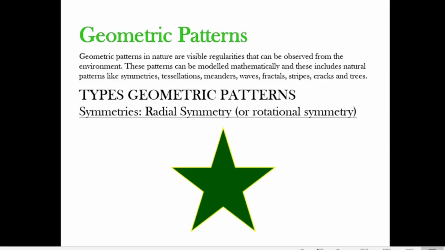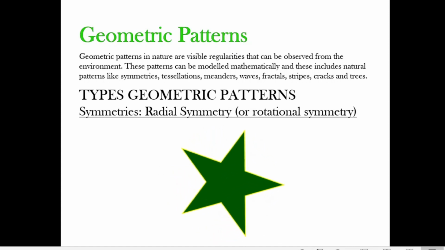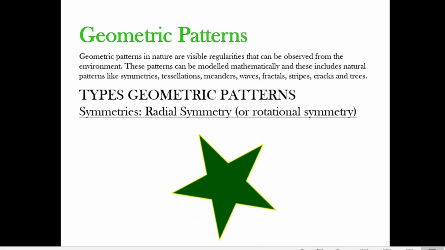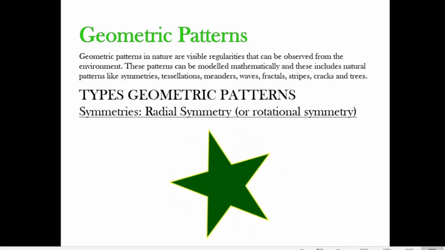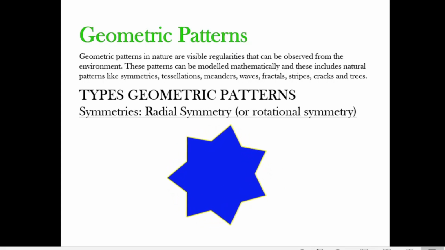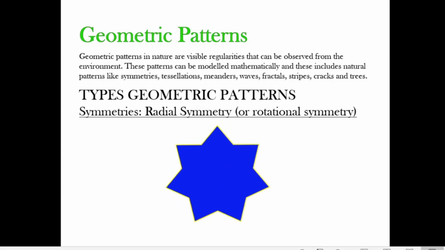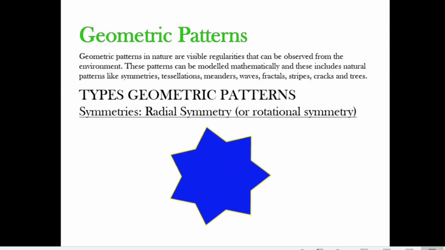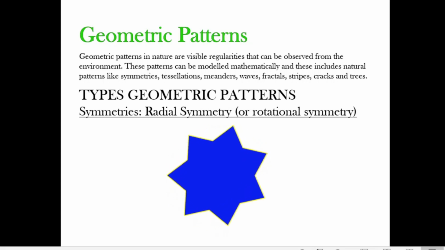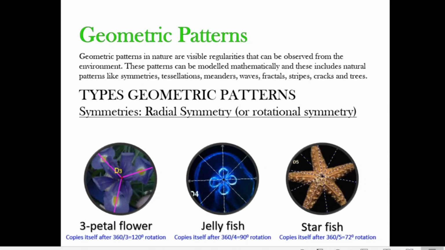Here's another example of an object that possesses rotational symmetry. It is actually called a five-point star, and it goes back to its original look after rotating it 72 degrees. Here is a seven-point star. It goes back to its original look or position after rotating it approximately 51.43 degrees. In nature, we can actually identify actual objects that possess rotational symmetry.